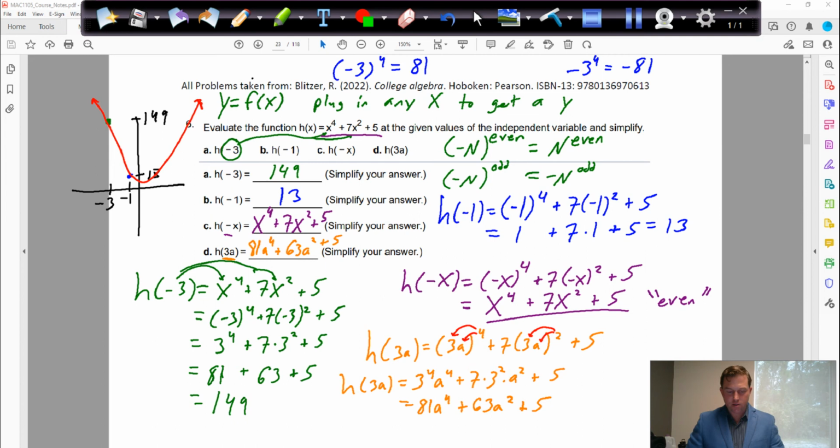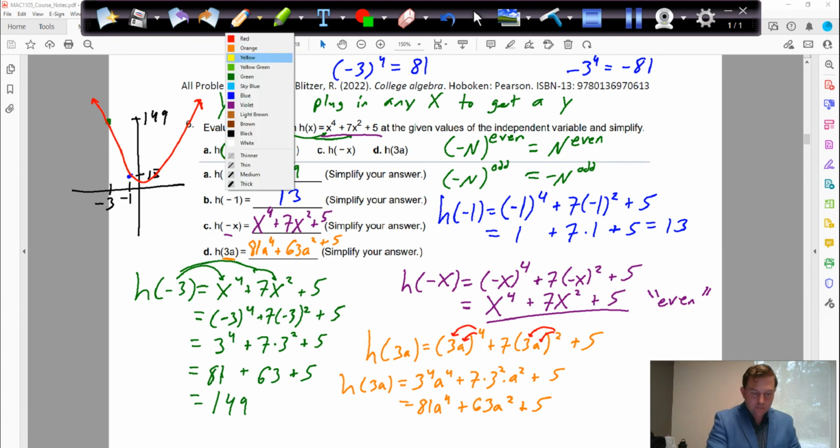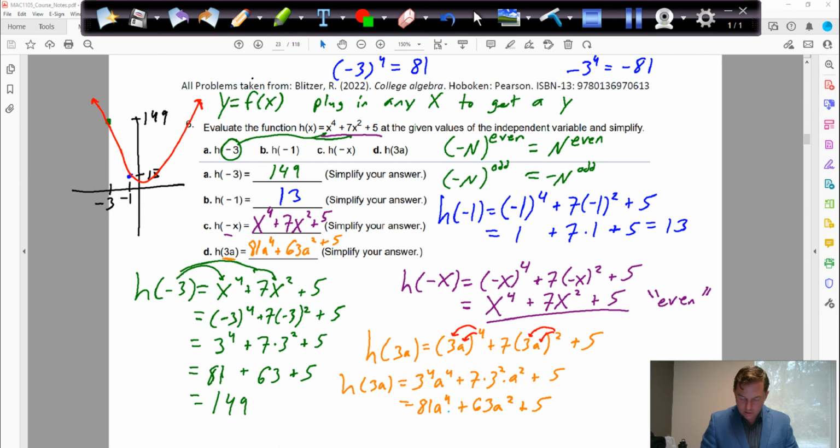And I had a student in the face-to-face class ask, can we simplify this further? Can we combine anything, these a's? And the answer is no, because if these powers don't match, you cannot combine. They don't match, so you can't combine.